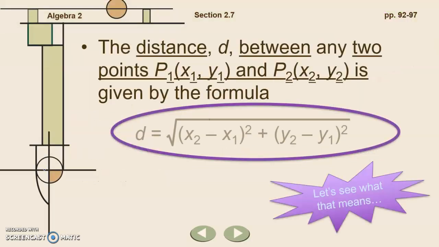It's not too different when we move on to a Cartesian plane. Here's our official distance formula or definition. The distance, d, between any 2 points, point 1 is (x1, y1) and point 2 is (x2, y2), is given by this formula: x2 minus x1 squared plus y2 minus y1 squared, and then take the square root of that. Okay. That is a formula that you are going to need to know how to use and remember.